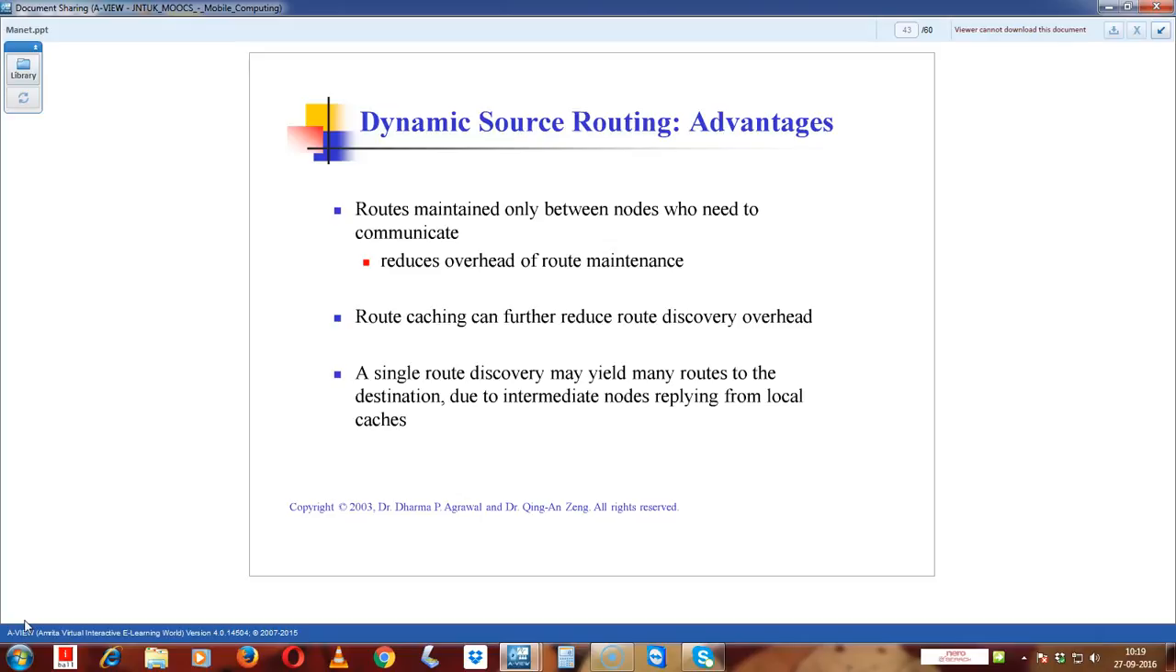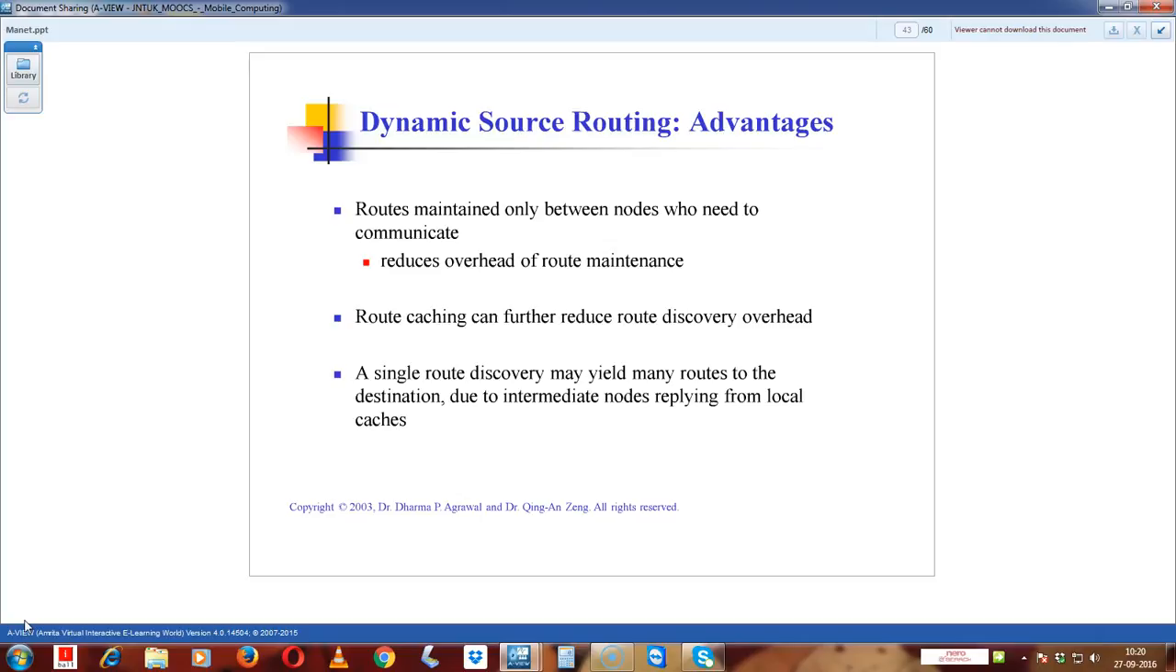So, what are the advantages of dynamic source routing? It's only between nodes who need to communicate. If the source wants to communicate with the destination, and once they find the route within the route discovery transmission, they will only keep that routing information. Other nodes will not keep that routing information. So this will reduce the overhead of route maintenance.